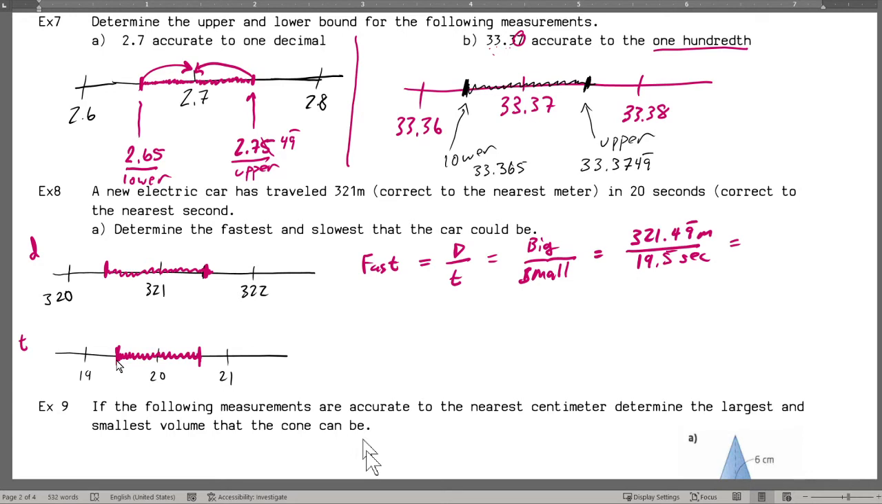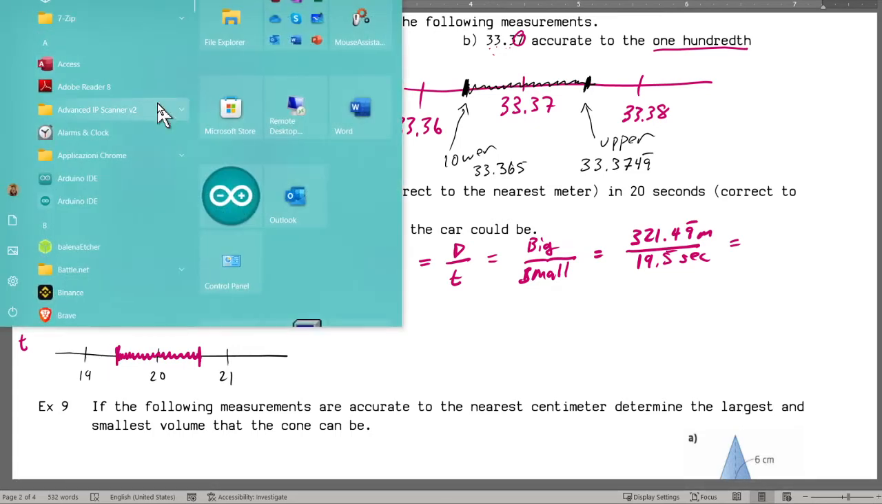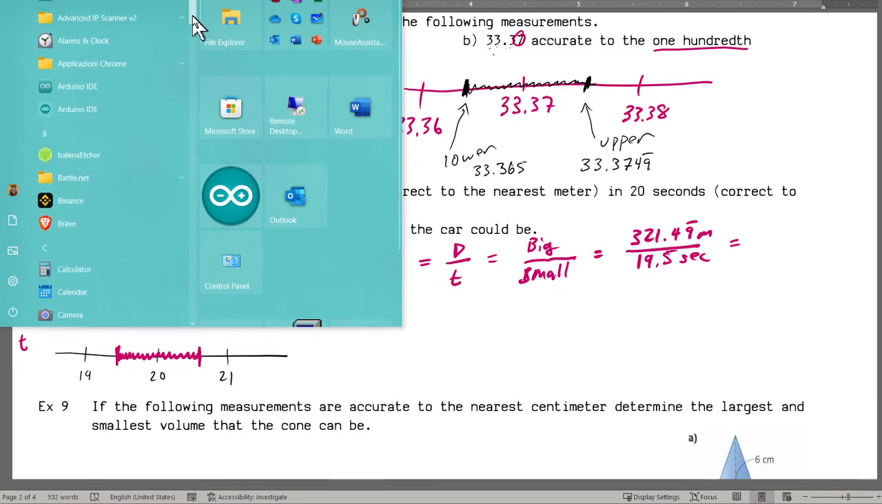Okay, and this is my fastest possible velocity. So I just calculate that on our handy trusty calculator. Oh, I mean calculator. Where am I going to get that? There it is.